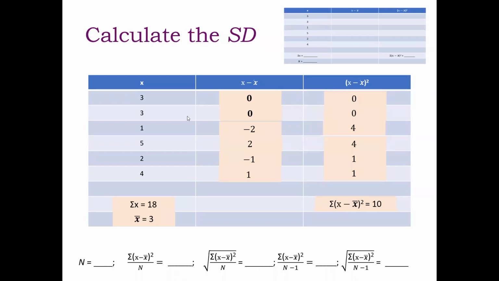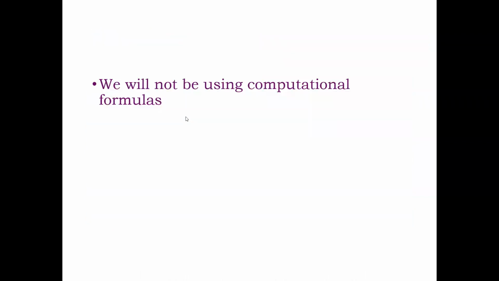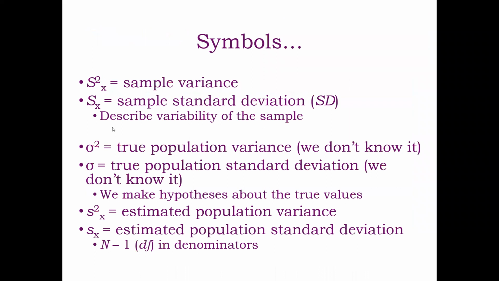So your textbook is going to talk about computational formulas. We will not be using them. We use definitional formulas, which I find are more useful to help in understanding. After all, we can use statistical software to do all this anyway, right? So just a few symbols before we end. Capital S squared, that's a sample variance. S, sample standard deviation, or SD, describes variability of the sample.